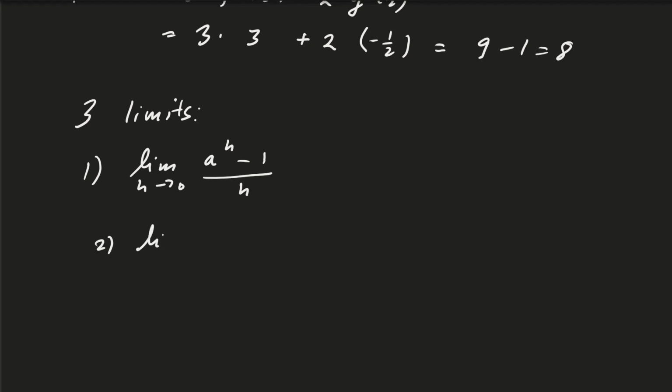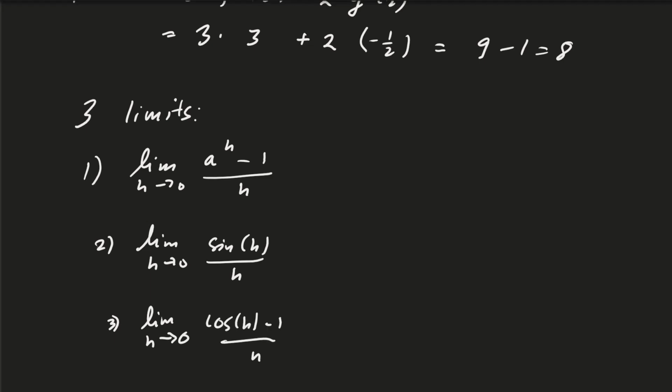The second one is going to be the limit as h goes to 0 of the sine of h divided by h. And then the third one is the limit as h goes to 0 of the cosine of h minus 1 divided by h. Good. Now, just to let you know what to expect, we're kind of expecting this to be the natural log of a. We're expecting this to be 1, and we're expecting that to be 0. So let's see if we can see that on the Desmos.